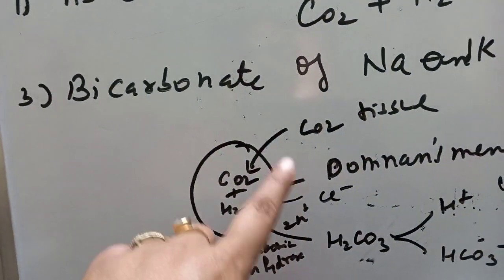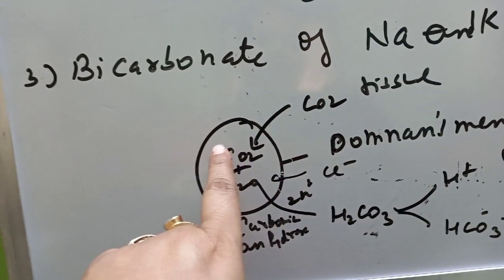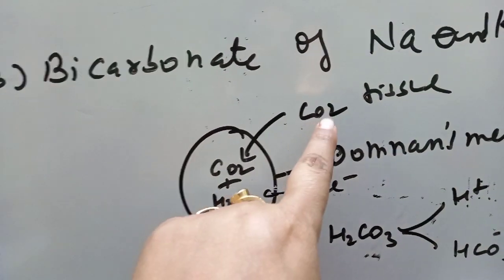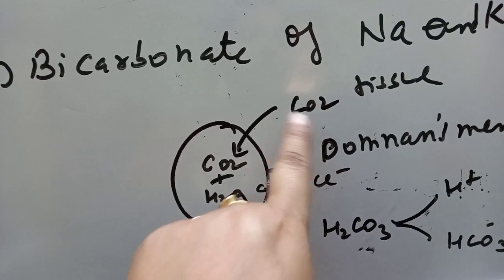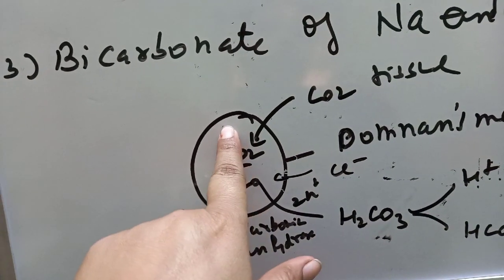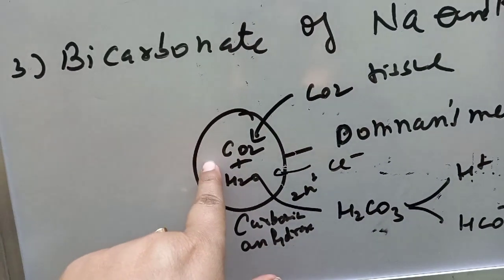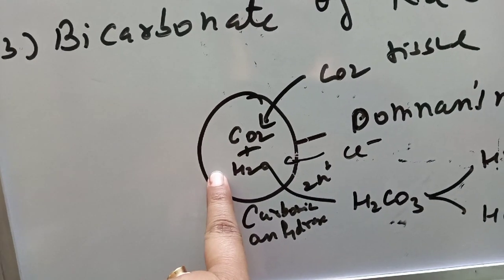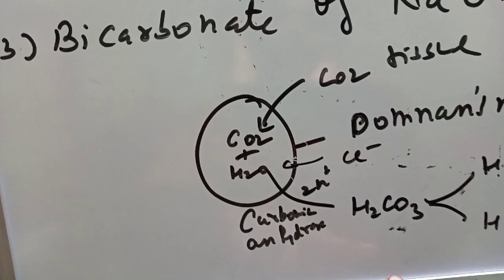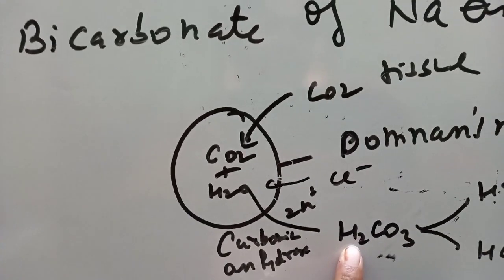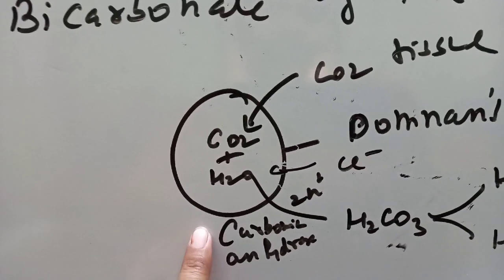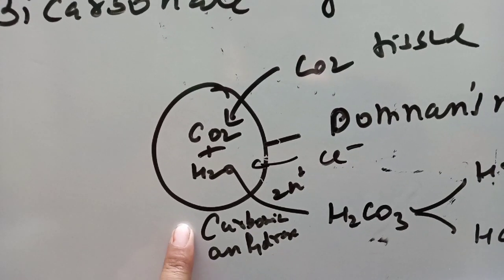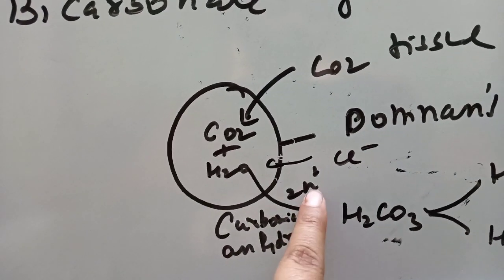Suppose this is a blood cell and this is the membrane of the blood cell. So what happens here? The carbon dioxide that is present in tissue will transfer into the blood, and in blood there is water present. So this carbon dioxide joins with water and ultimately forms carbonic acid in the presence of the enzyme carbonic anhydrase and zinc ion.